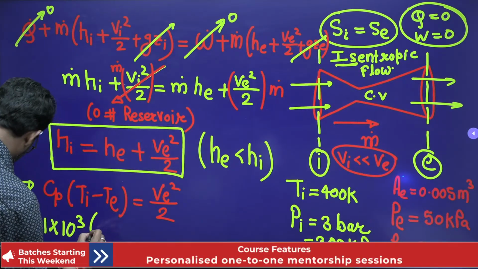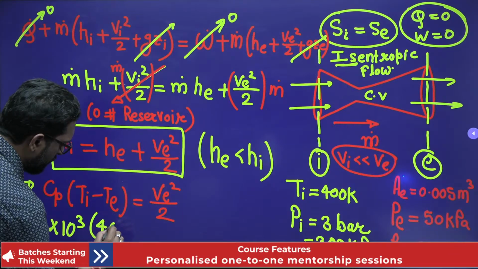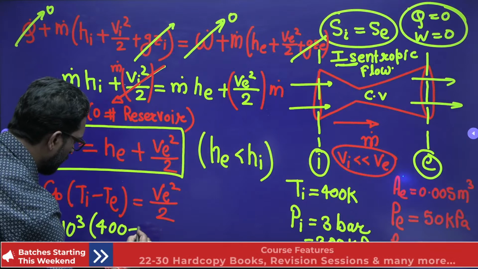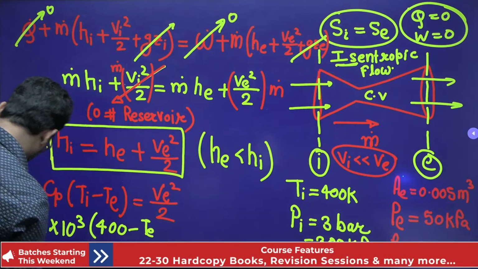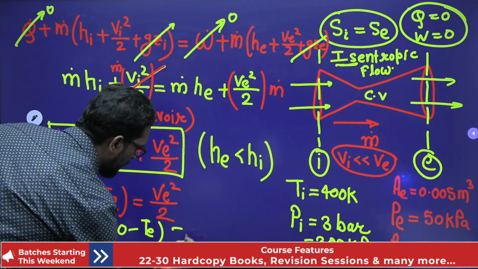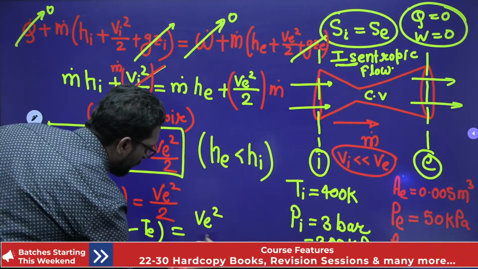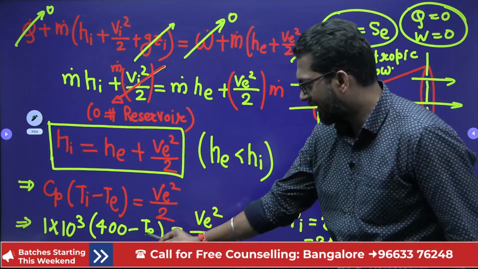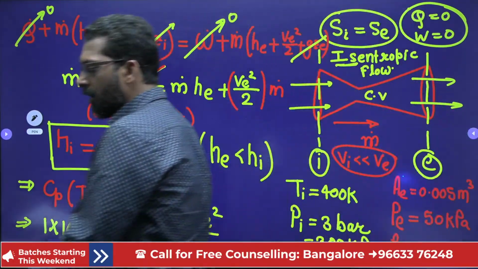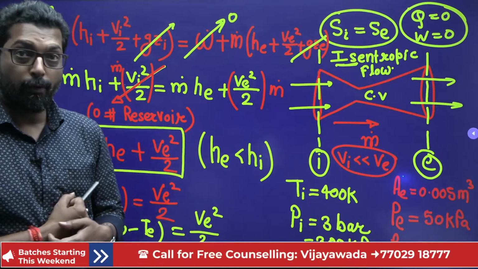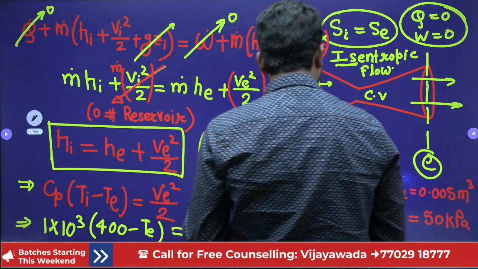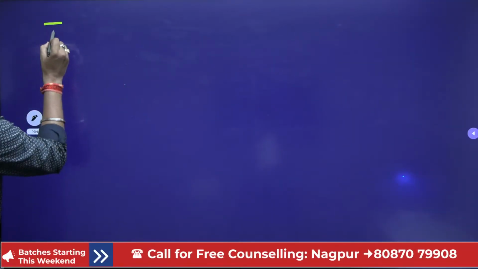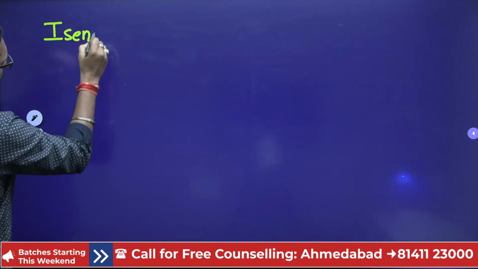What is Ti? 400. What is T exit? We don't know. And what is V exit? We don't know. So from this equation we cannot solve simultaneously for the exit temperature and the exit velocity. Now how can we solve this equation? During the flow through the nozzle there is an isentropic flow. Yes or not?